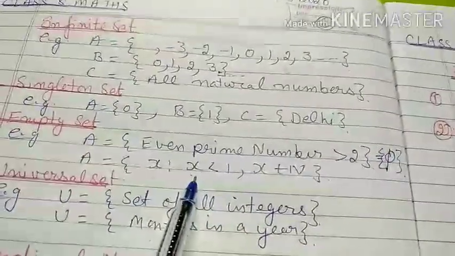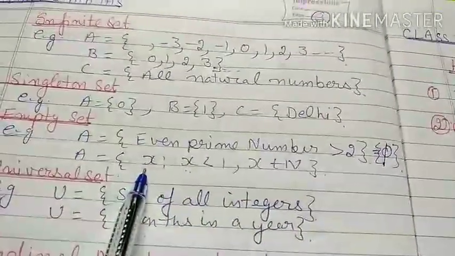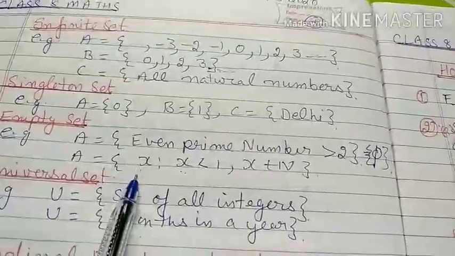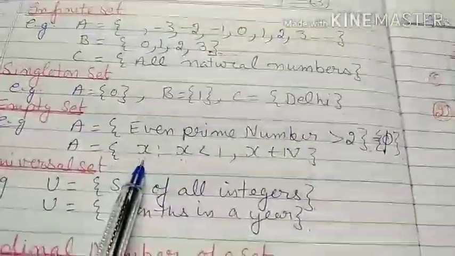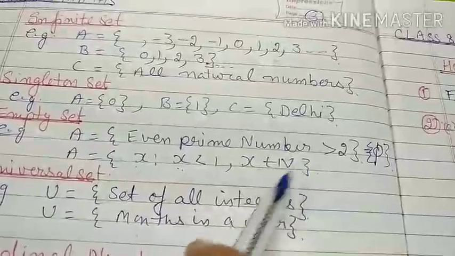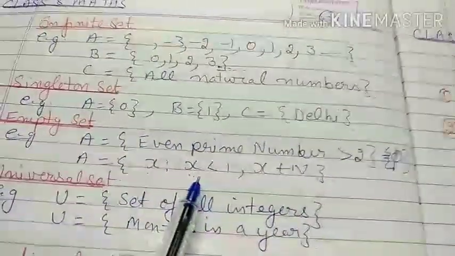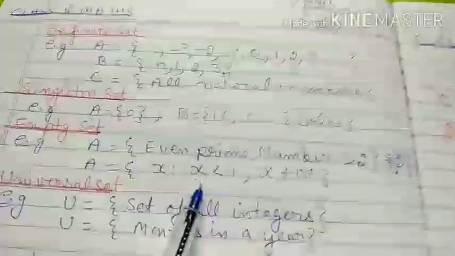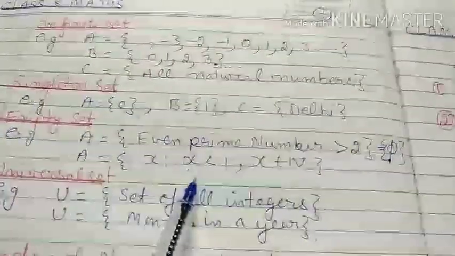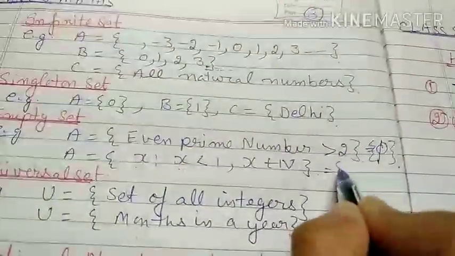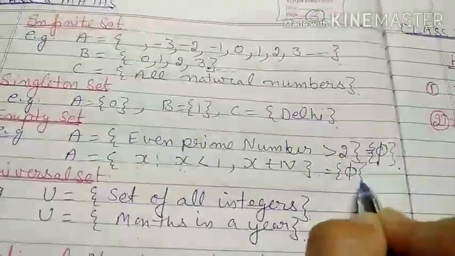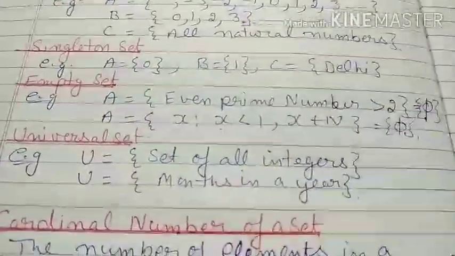Here, if you write the set A, with elements x, where x belongs to natural numbers but is less than 1, that is also an empty set, because natural numbers start from 1. If the condition is x less than 1, again there is no element, so that becomes an empty set.